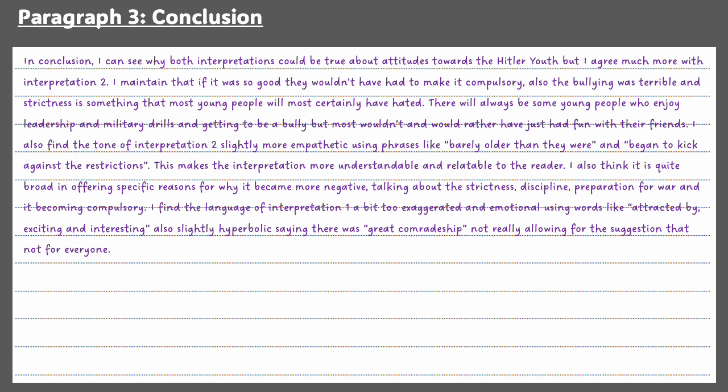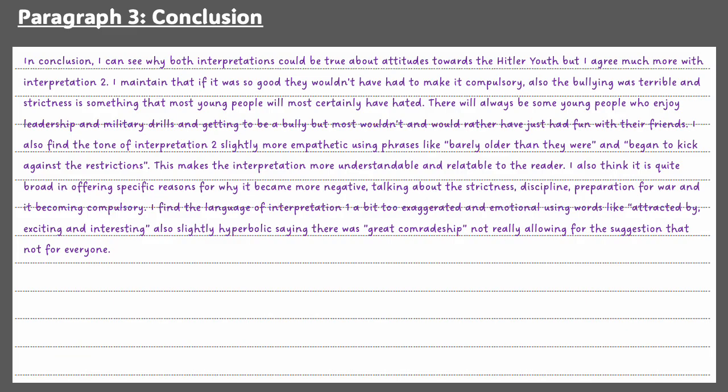I also find the tone of interpretation 2 slightly more empathetic, using phrases like barely older than they were and began to kick against the restrictions. This makes the interpretation more understandable and relatable to the reader. I also think it's quite broad in offering specific reasons for why it became more negative, talking about the strictness, discipline, preparation for war, and it becoming compulsory.